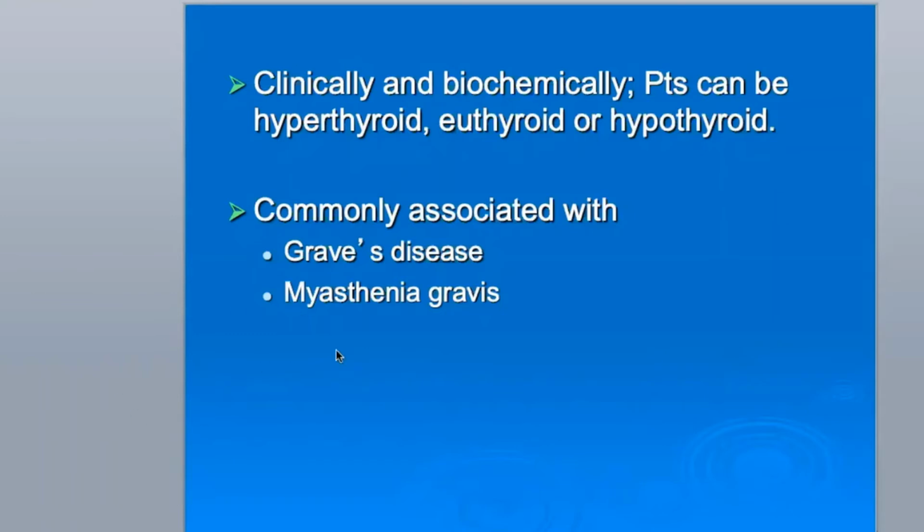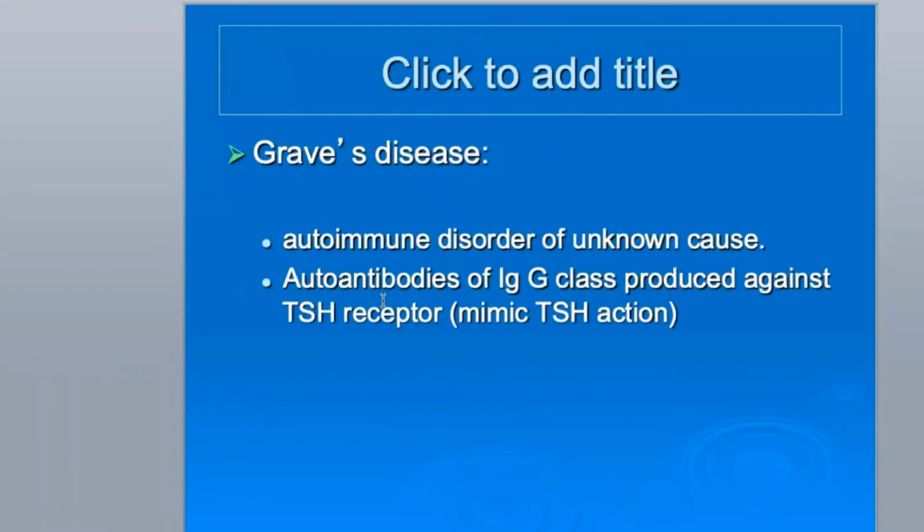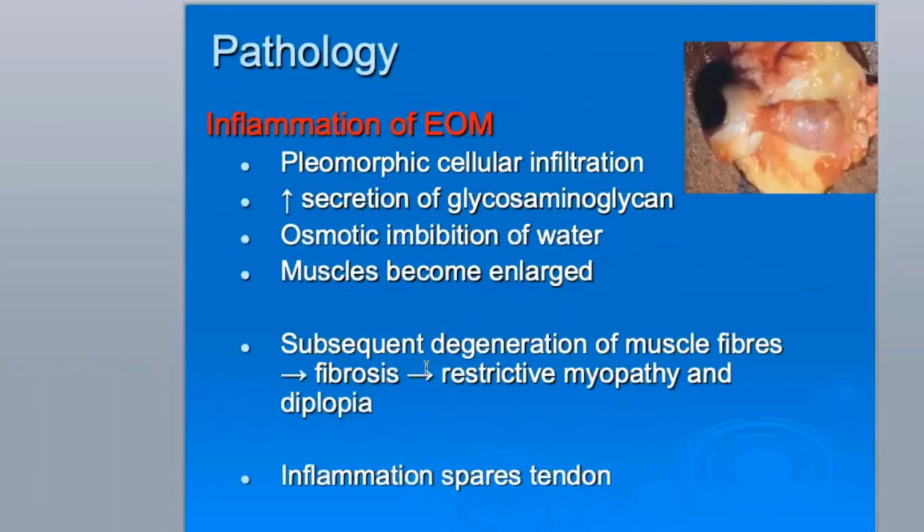Now, remember, once you have Graves' disease, about a quarter of patients might also have myasthenia gravis at the same time. So it is a very deadly kind of systemic condition that you have to diagnose early. Now, Graves' disease is an autoimmune disorder of unknown cause. What I want to highlight is that the cause of the issue is the autoantibodies towards the TSH receptors. So those are part of our investigation.